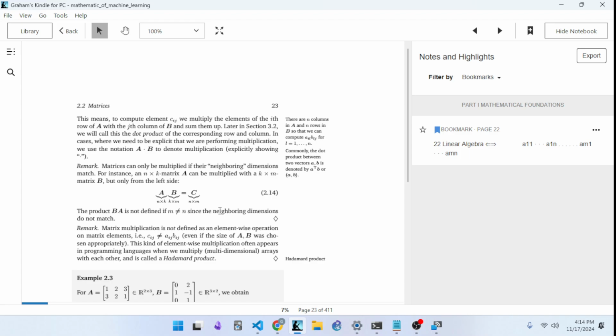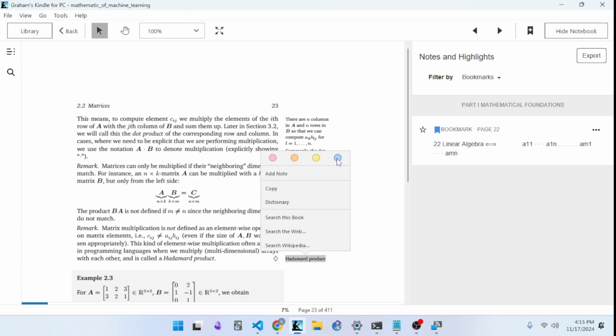Remark: matrix multiplication is not identified as an element-wise operation on matrix elements. For example, even if the size of A, B was chosen appropriately, this kind of element-wise multiplication often appears in programming languages when we multiply multi-dimensional arrays with each other, and it's called a Hadamard product. Alright, so that's a key term, I think. So let's highlight it and then move on.